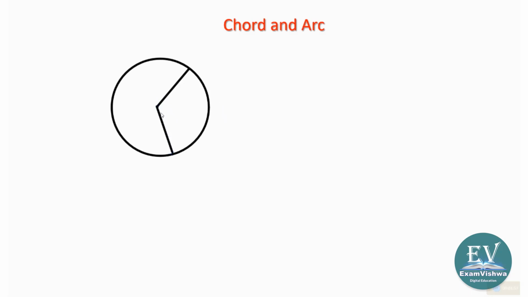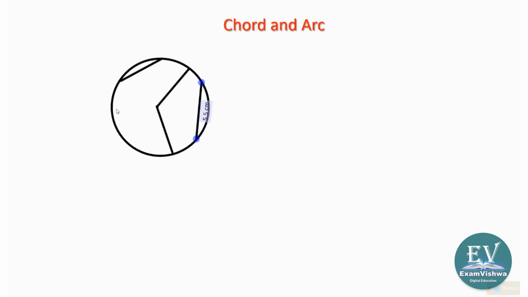Another thing you studied is about the chord. Chord is different from radius because chord will be touching any 2 points on the circle. This is a chord. This is a chord. Radius is not a chord.